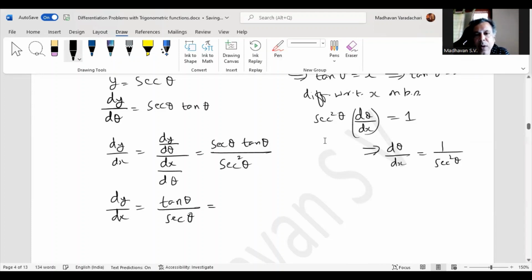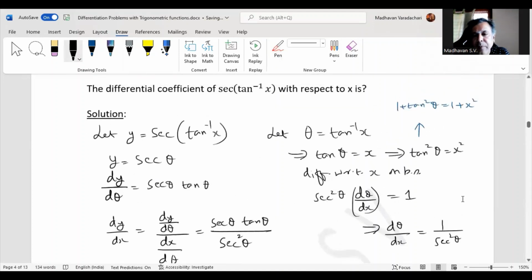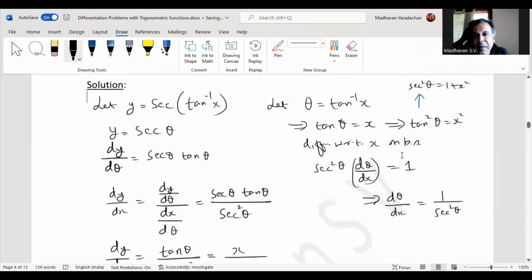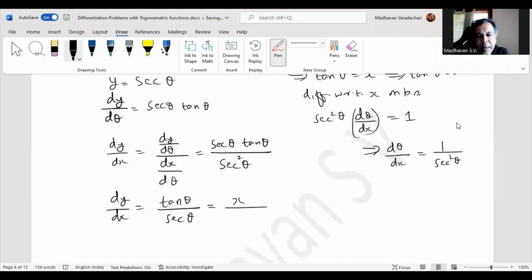Now tan theta is what? Tan theta is nothing but x. Secant square theta is 1 plus x square, which means secant theta will be square root of 1 plus x square. So our dy by dx will be x divided by square root of 1 plus x square. That is the result of this particular problem.